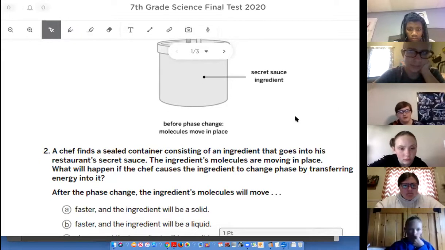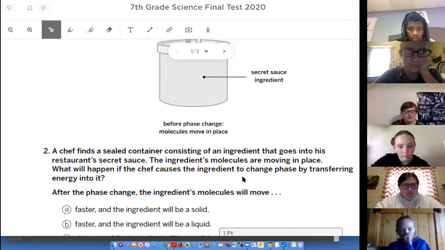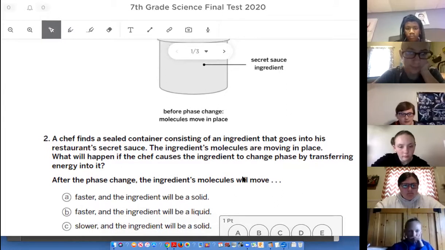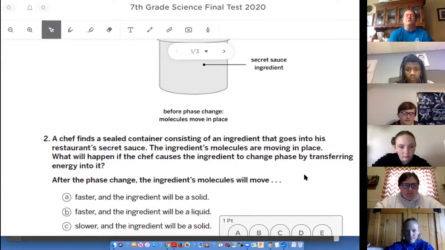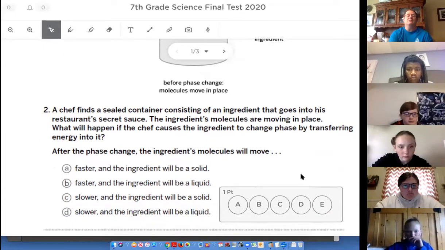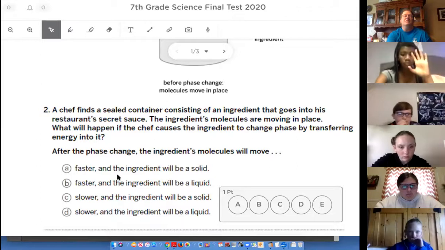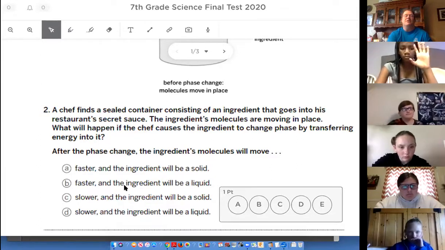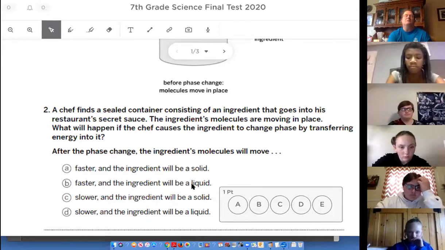Okay, again, number two goes into a secret sauce. The ingredient's molecules are moving in place. What will happen if the chef causes the ingredient to change phase by transferring energy into it? So he's going to add energy. After the phase change, the ingredient's molecules will move faster, and the ingredient will be a solid. They will move faster, and the ingredient will be a liquid.